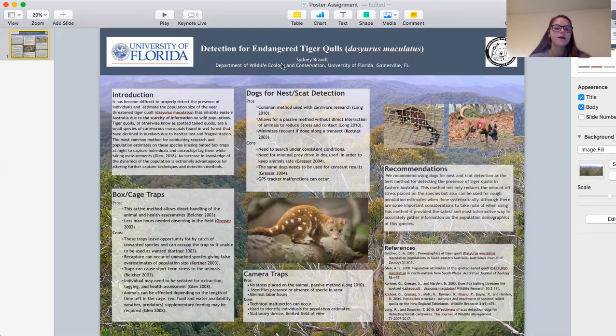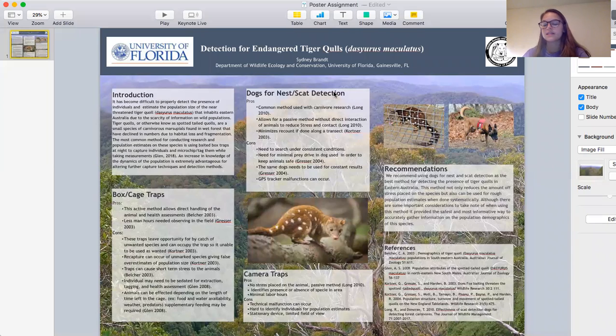So tiger quolls, otherwise known as spotted tail quolls, are an endangered species located in Eastern Australia in rainforests and wet forests. So little is known about the species. Obviously, there's a scarcity of information due to the population sizes. And so an increase in knowledge of the dynamics of the population can be extremely advantageous for conservation efforts in the future.